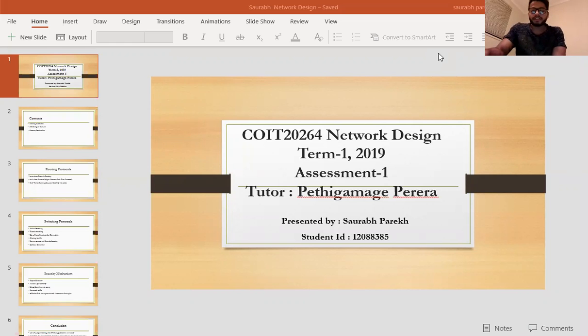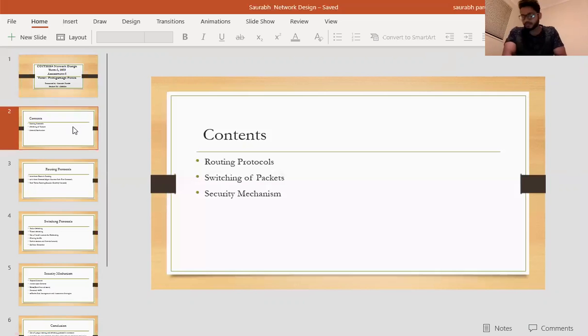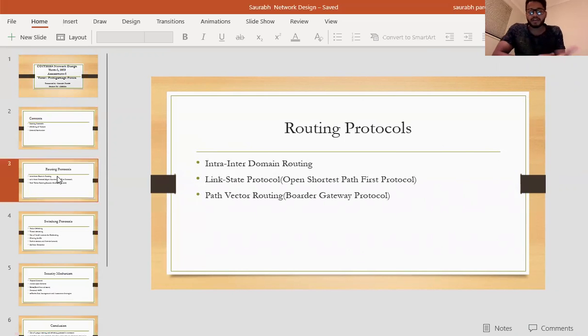So the contents which I am discussing today are the routing protocols, the switching of packets, and the security mechanism. Now, starting with the routing protocols, we have designed a huge autonomous system which consists of several networks and routers. So, both inter and intra domain routing protocols are used. For intra-domain routing protocol, we have used the link state protocol, and for inter-domain routing protocol, we are using the path vector protocol.